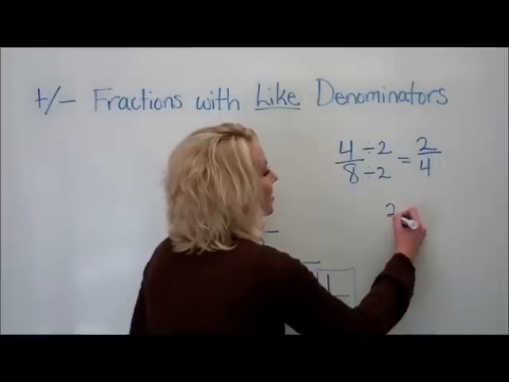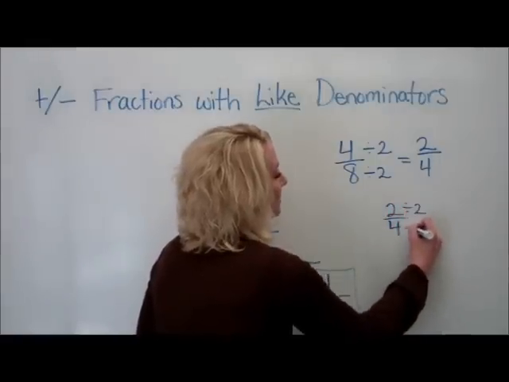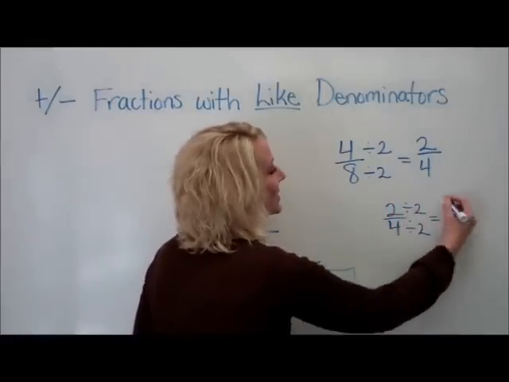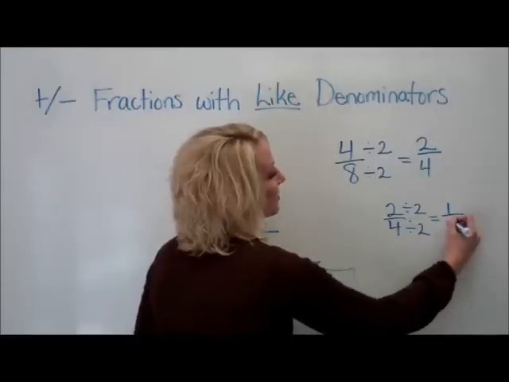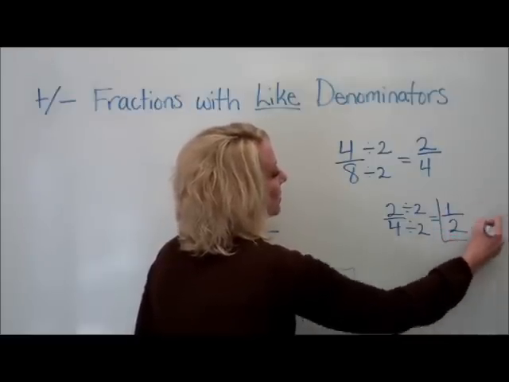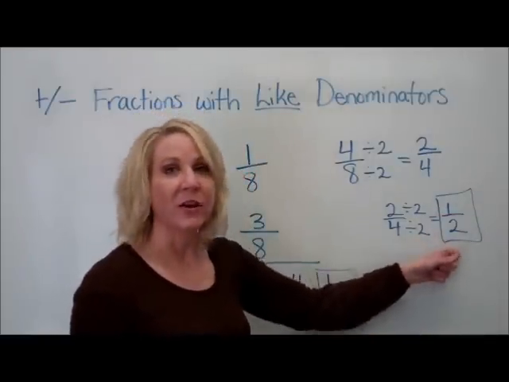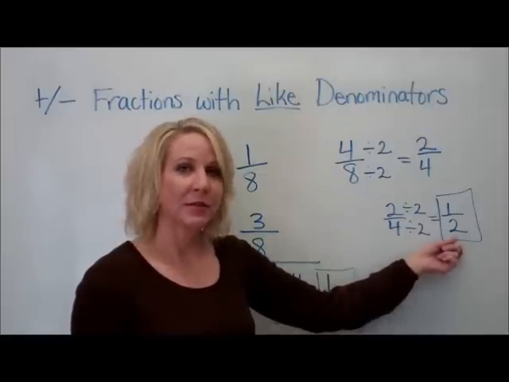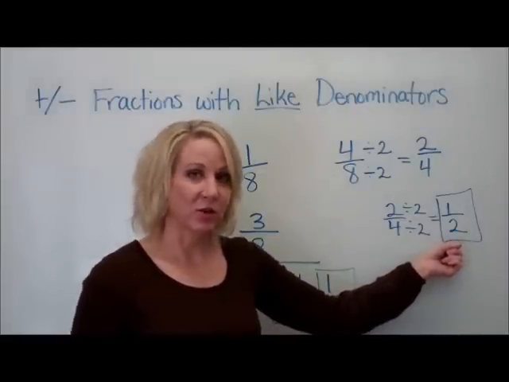And so we take the 2/4 and we divide it by 2. 2 divides into 2 one time. 2 divides into 4 two times. Now, the only common factor these two numbers have is 1. When that happens, your fraction is in lowest terms and you're done.